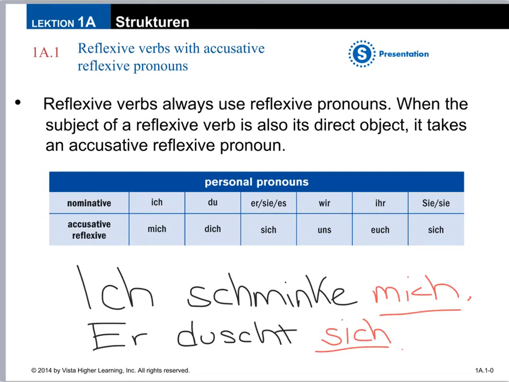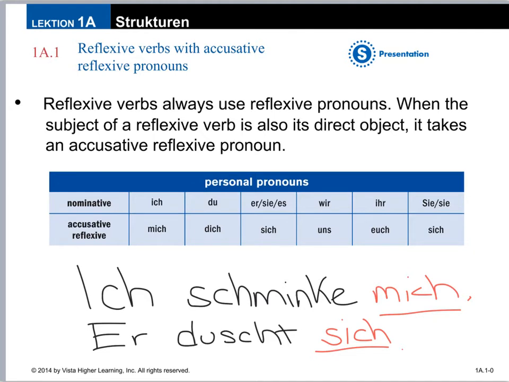Reflexive verbs always use reflexive pronouns. Since the subject of the verb is also its direct object, it takes the accusative case. So anytime you have the subject of ich, your reflexive pronoun will be mich. I am doing this to myself. Du and dich. Sie, es is sich. Wir is uns. Ihr euch. Und sie, plural and formal, sich.